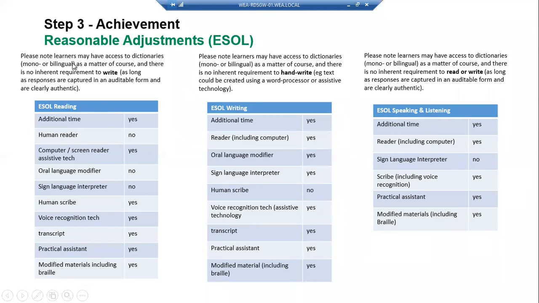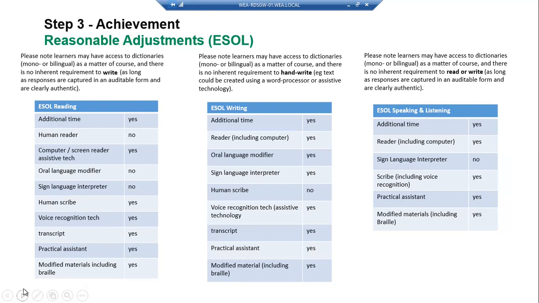Rose, just coming back to your question about the dictionary. In each of these, it says the learners have access to dictionaries as a matter of course, mono or bilingual. I couldn't believe it. For ESOL, there's no inherent requirement to write. So if they're doing reading, they don't have to write their answers as long as it's an auditable form. That's the key word there, and clearly authentic. For the writing, there's no inherent requirement to handwrite. But again, they've got access to dictionaries as a matter of course.